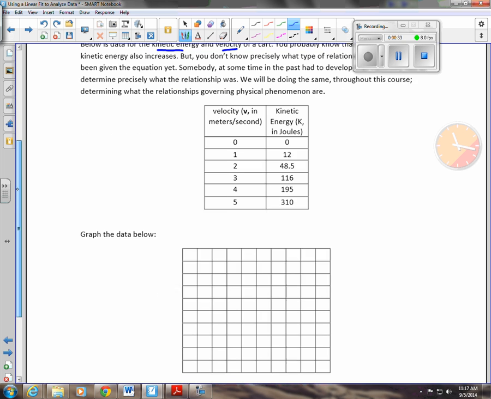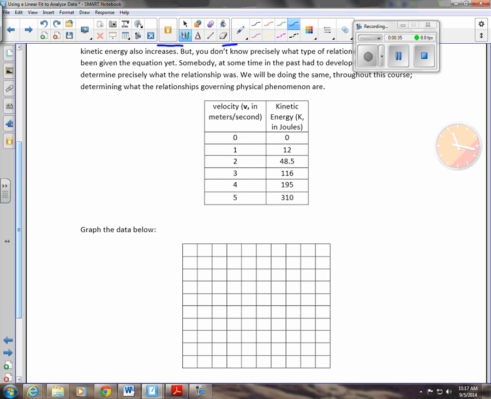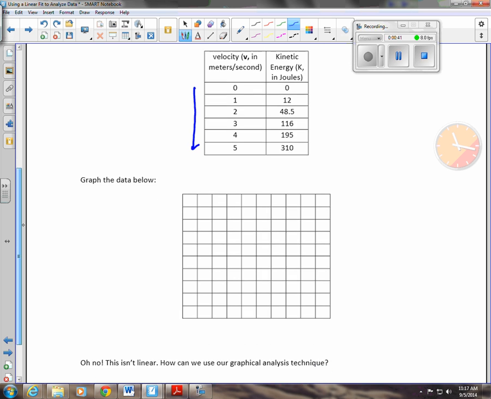So here's some data. The velocity here is going up, from 0 to 5, and the kinetic energy goes up. Now we're going to graph it. We have to make sure we label our graphs. So down here on the x-axis we'll put velocity in meters per second, and on the y-axis, we'll put kinetic energy in joules. And then we've got to figure out our scales.